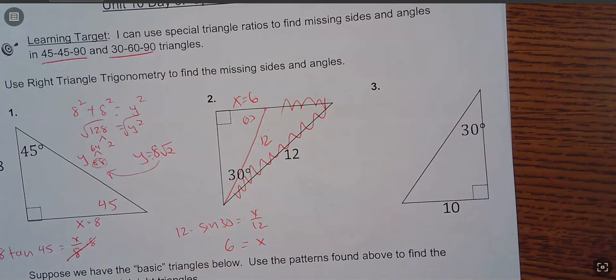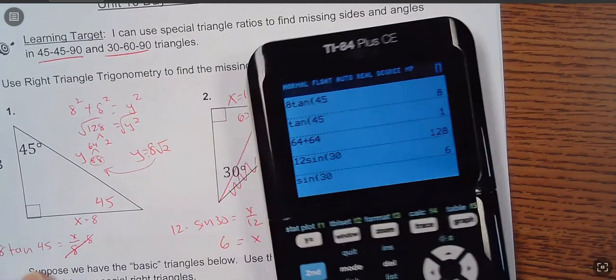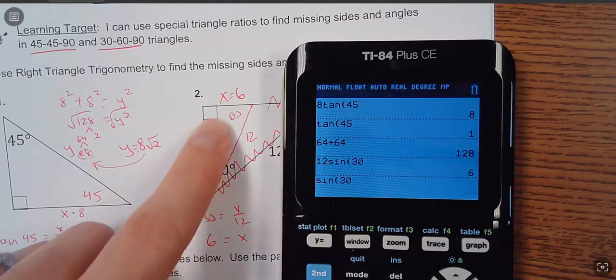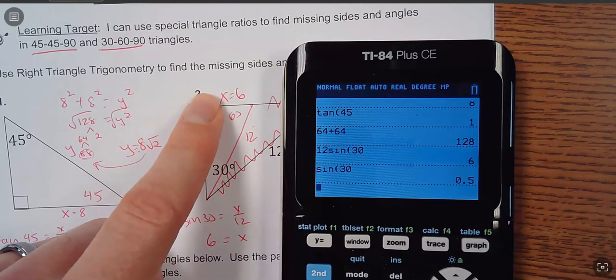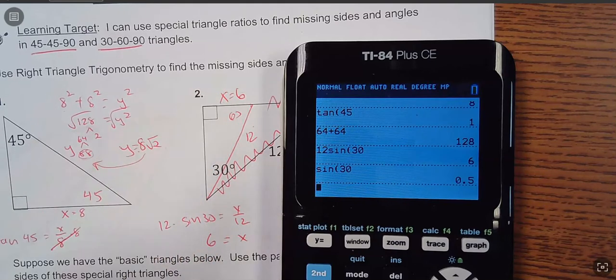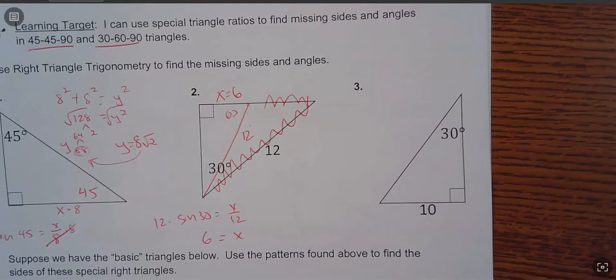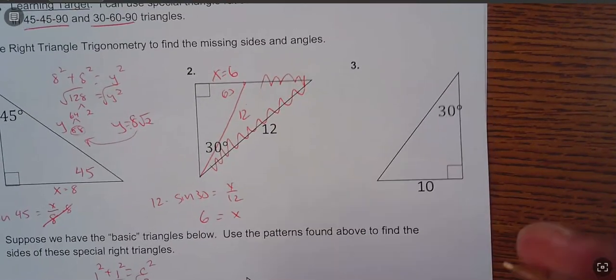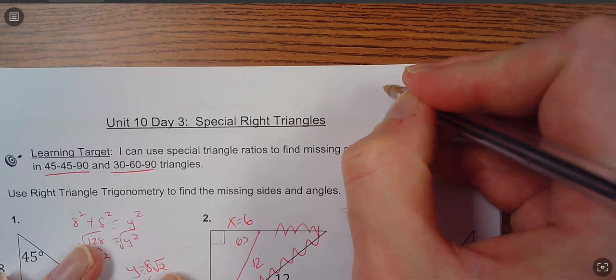Well, why did that come out to be 6? Well, if you type in sine 30, it's saying that if you're looking at a 30-degree angle, the opposite and hypotenuse would be a ratio of 0.5. So this will always be half of that. Or this will always be double that, depending on which direction you're going there. So if you've got 30, maybe I can go back even further to it. This will probably make even more sense, hopefully.